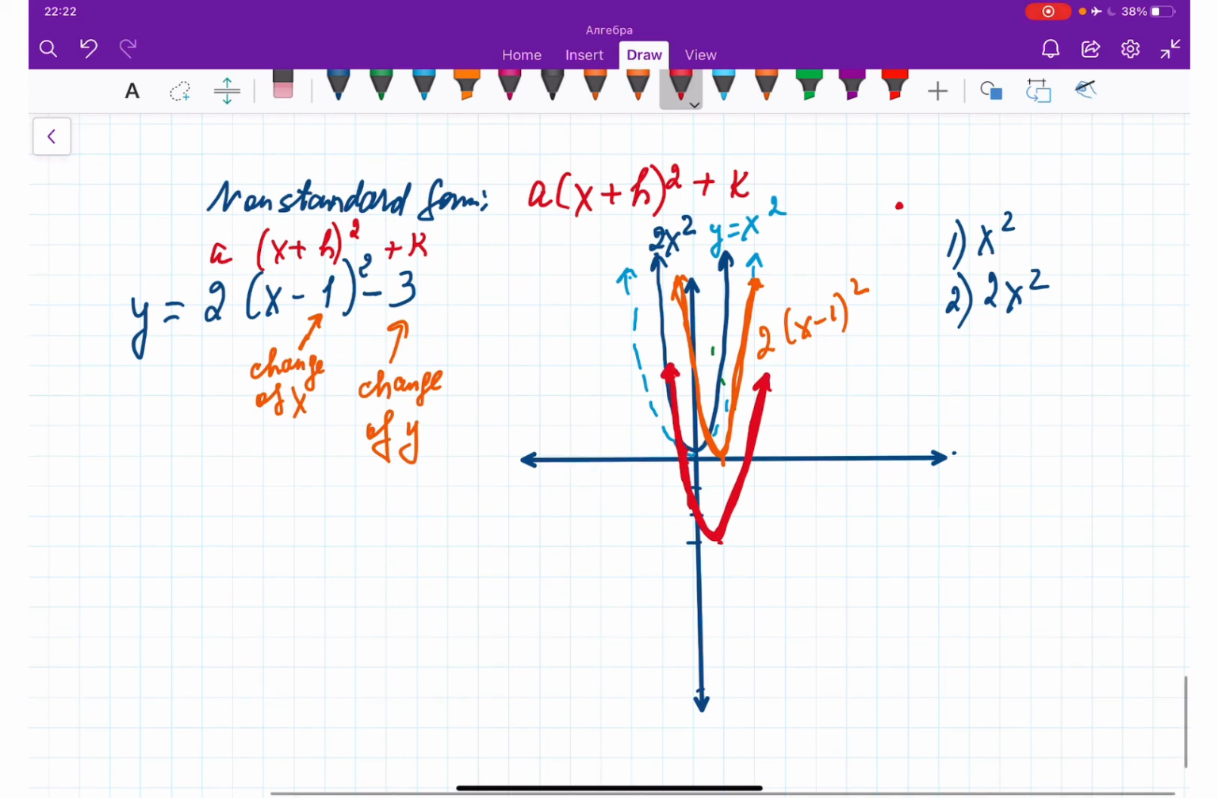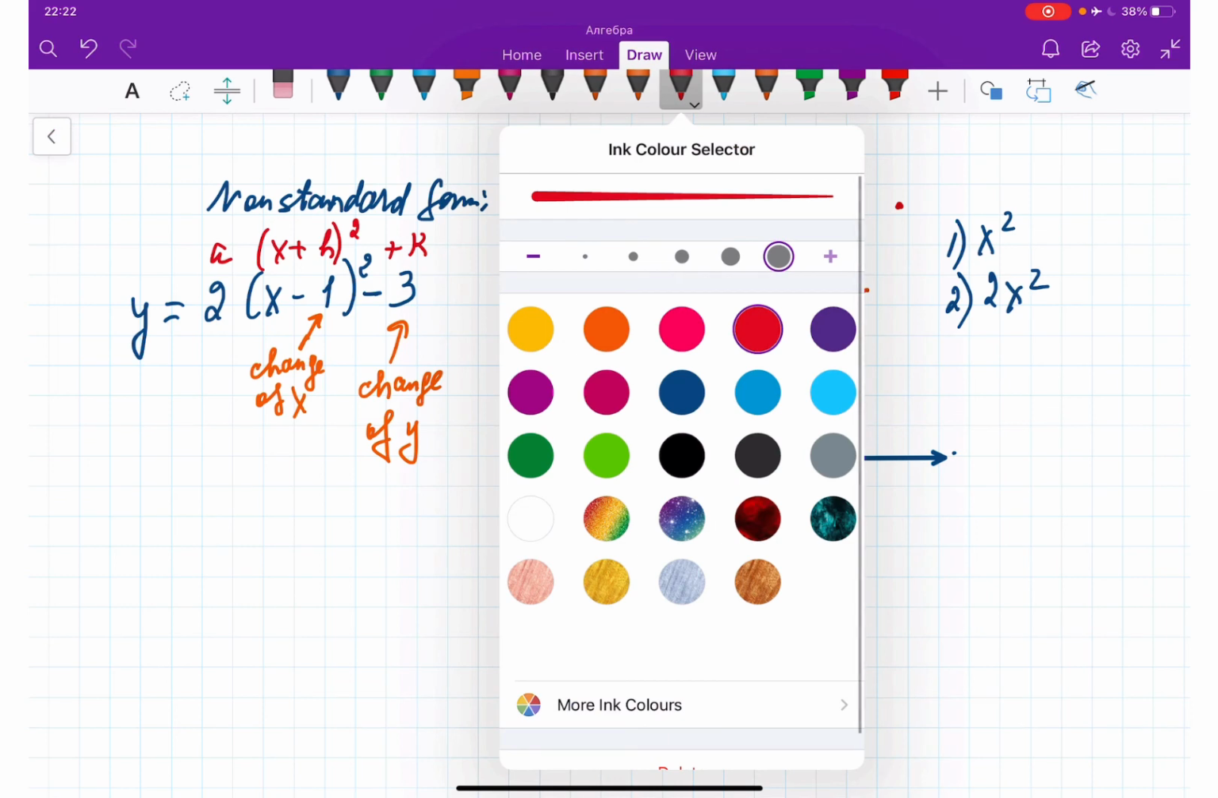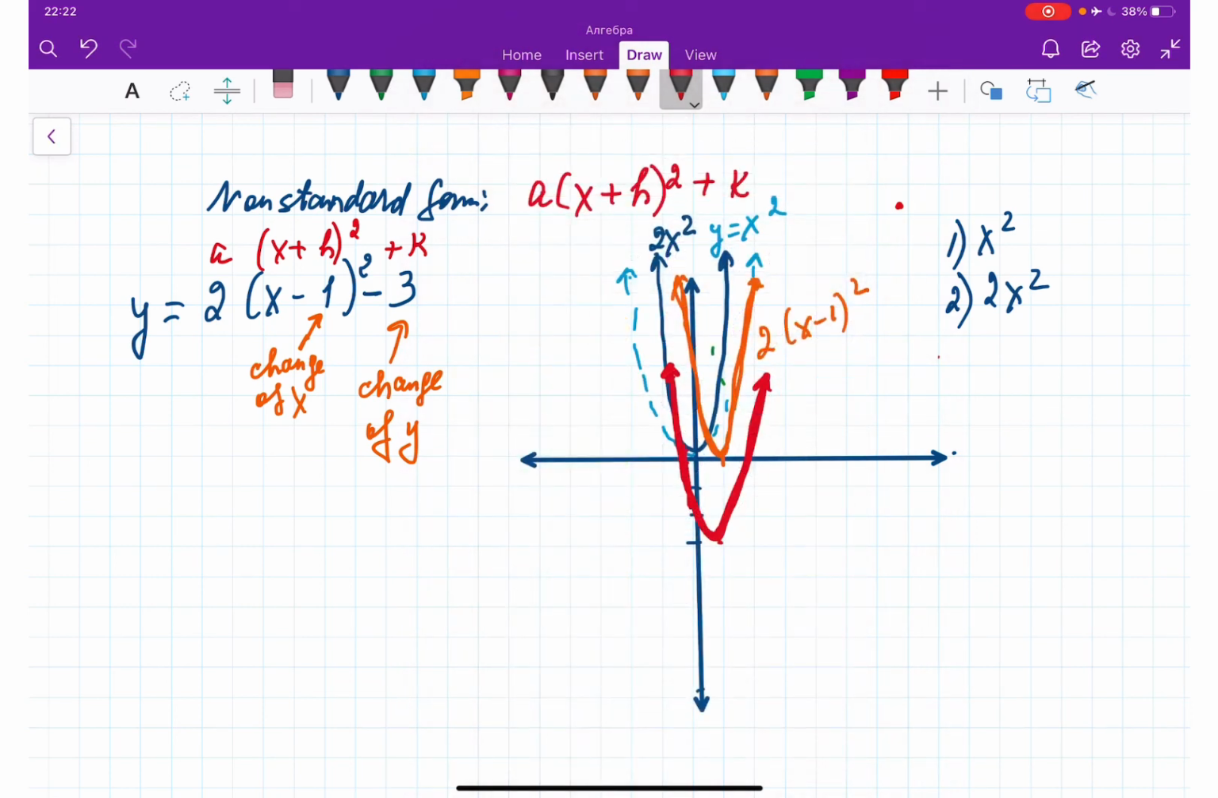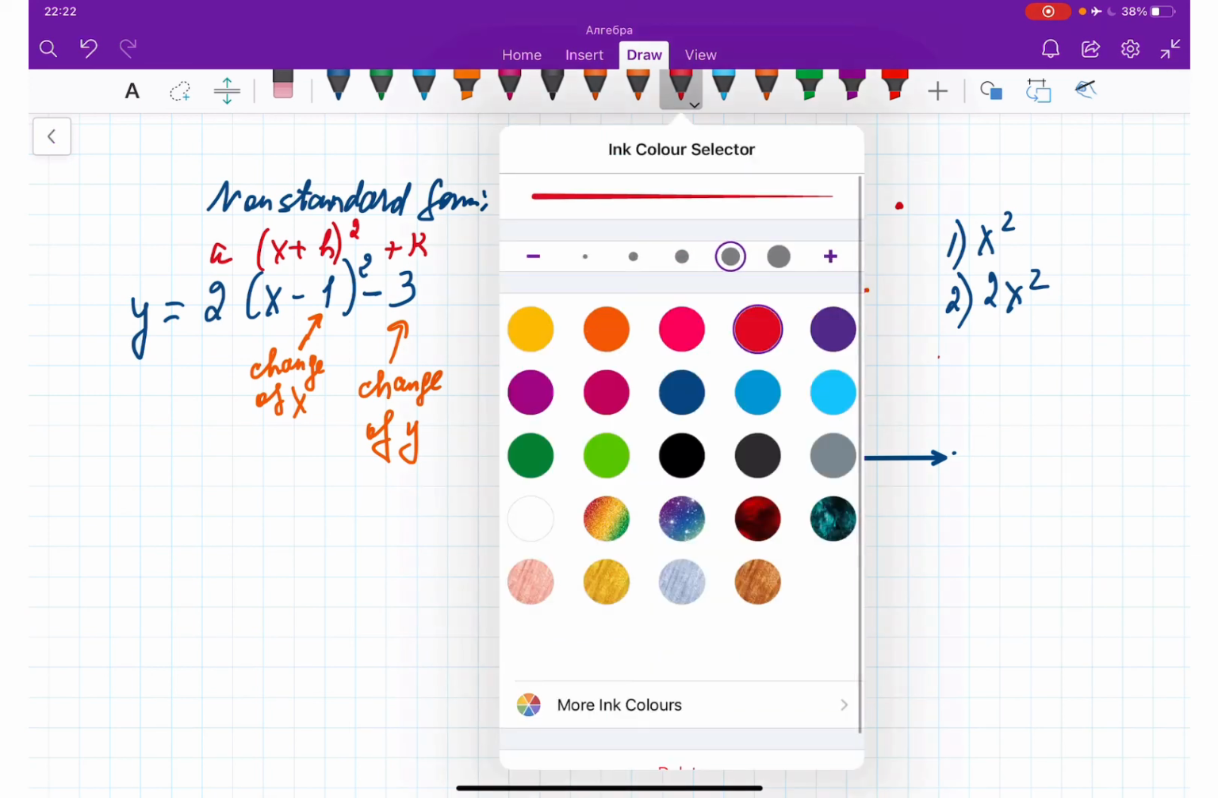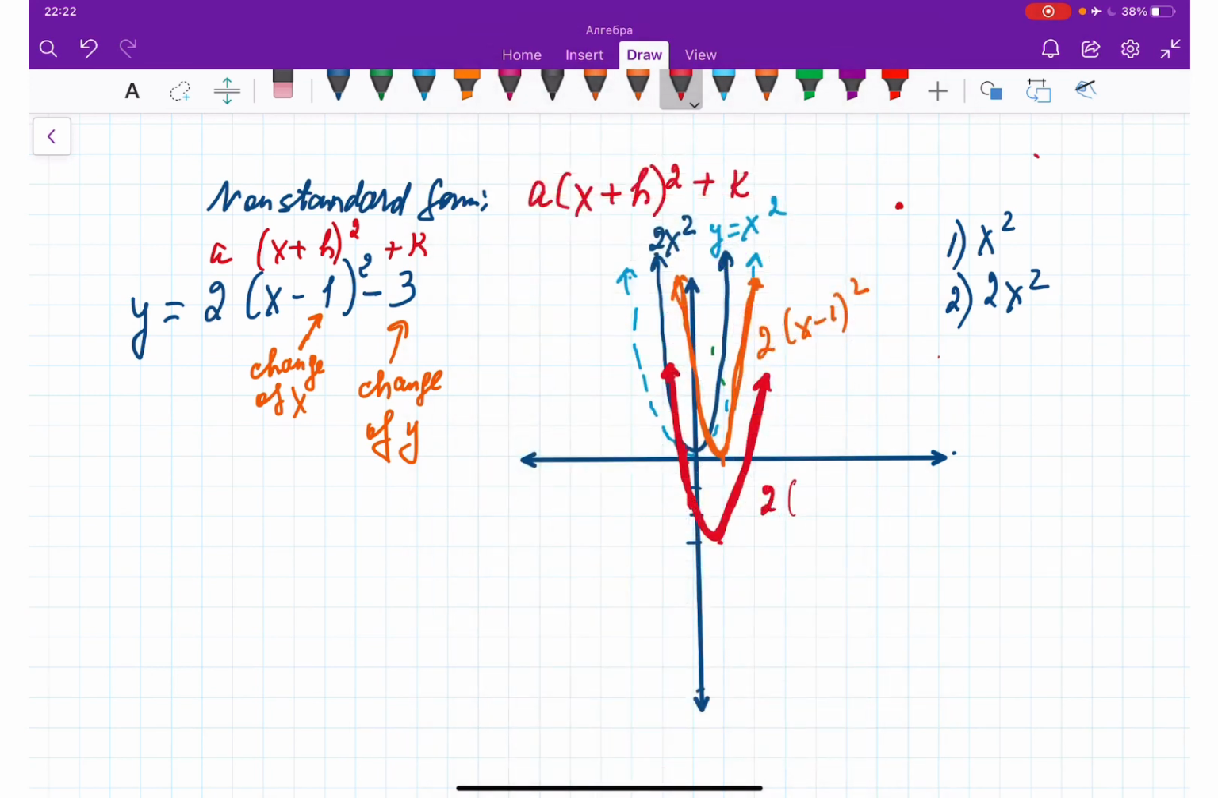And this is our twice. Okay, this is too thin. Twice x minus 1 squared minus 3. Guess what this is? This is the vertex. And that's a minimum, right? With the coordinates: x is 1, and y is negative 3.